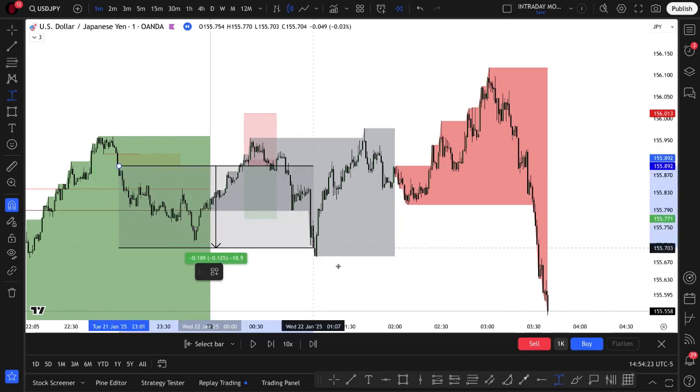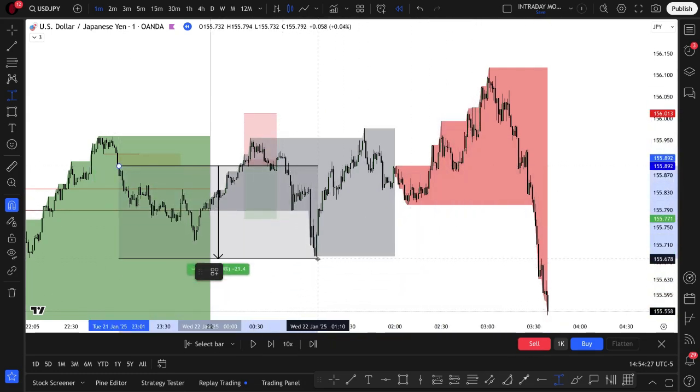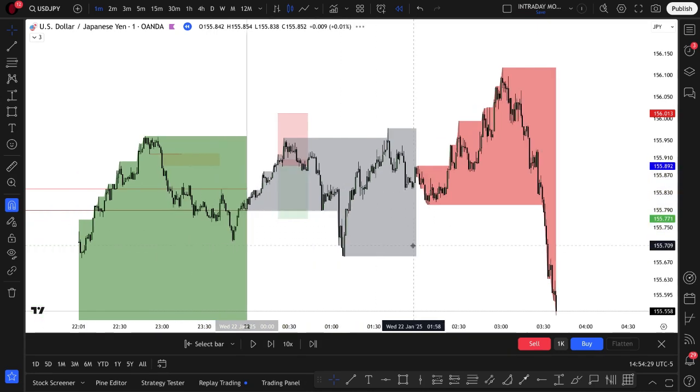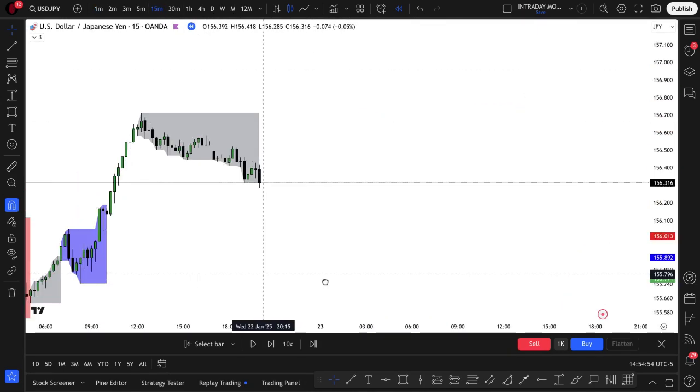Before getting stopped out, the lowest point it went was 20 pips. So good to see. Not bad. I'm happy with that. Let's move on to the next winning trade.